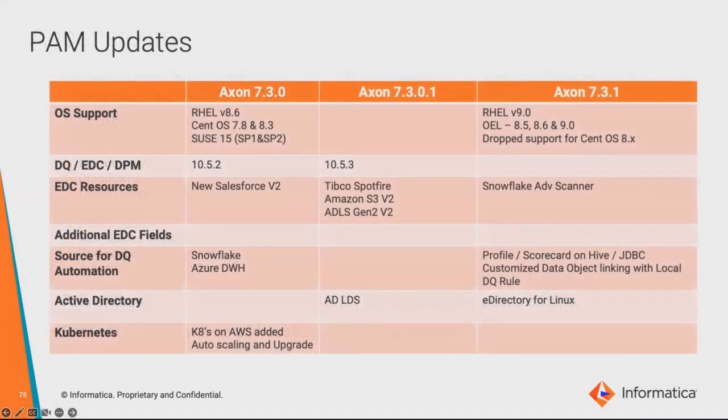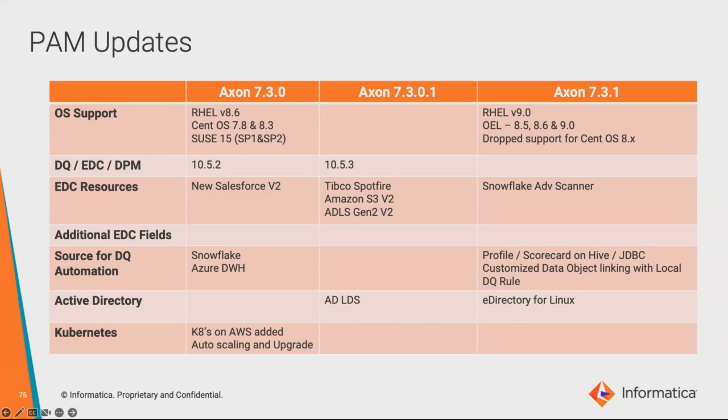Coming to the PAM for all these 3 releases, you can see the OS support: the latest 7.3.1 supports RHEL 9.0. Also, we have dropped the support for CentOS 8.x, wherein CentOS itself has come up with an end of support. Then EDC resources in each of the releases: starting with 7.3.0, where we supported the Salesforce version 2 scanner. In 7.3.0.1, we had TIBCO Spotfire, Amazon S3, and ADLS Gen 2 V2. Latest in 7.3.1, we had the Snowflake Advanced Scanner. Whatever the platform or EDC supports, 10.5p is supported with the latest Axon release as well.